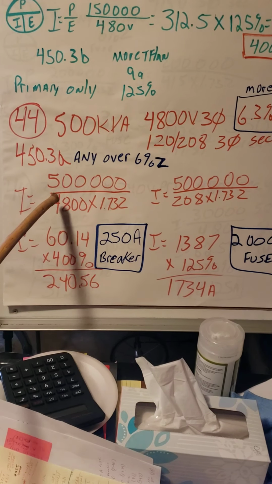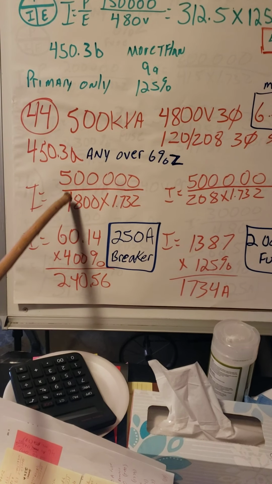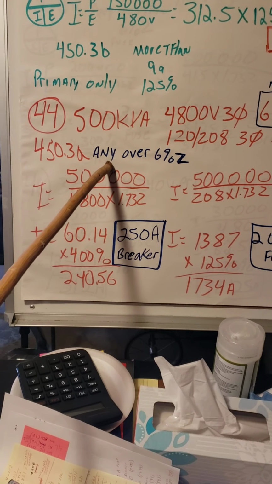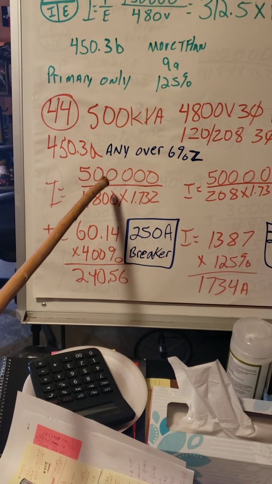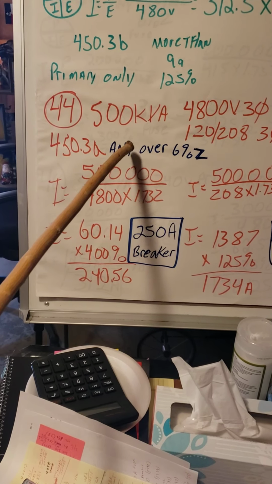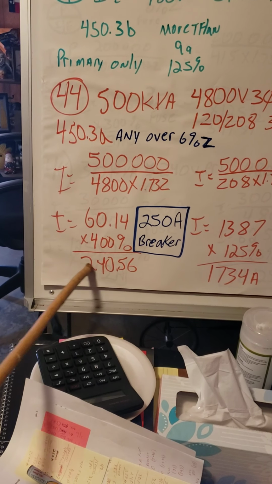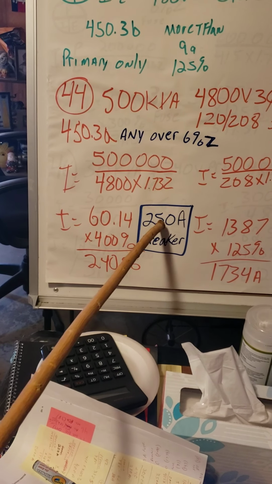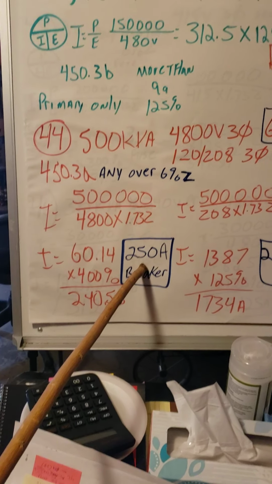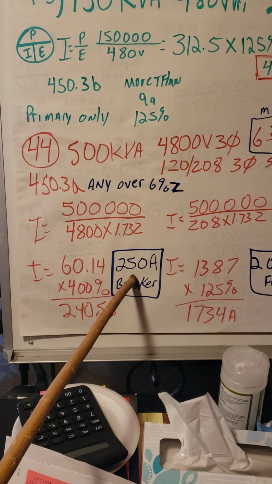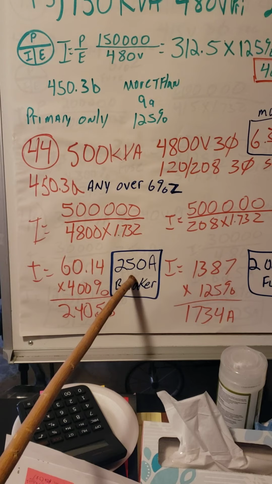In the question, I didn't put supervisory location, so we don't have to go to supervisory. We can just go to any. If it doesn't mention a supervisory location, then don't worry about it. It goes to any. So that comes out to 240.56. Breaker size, note 2, would be 250 amps.